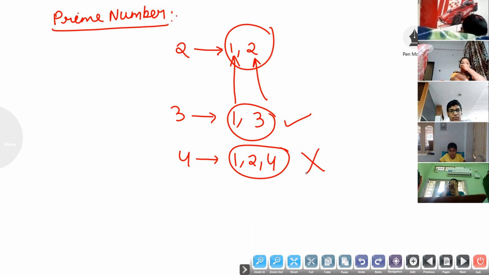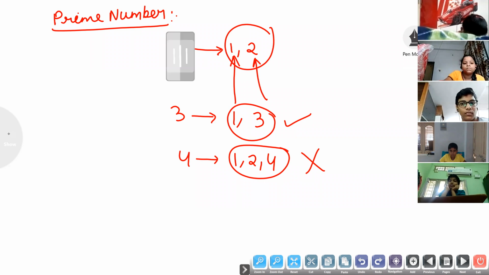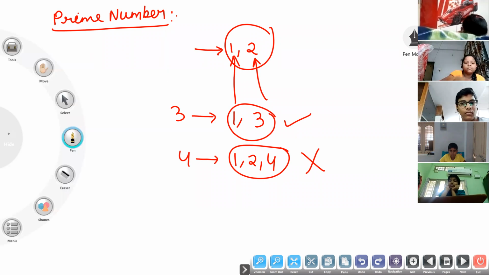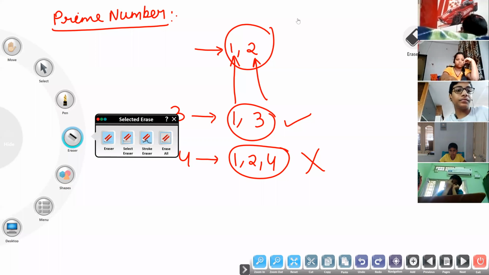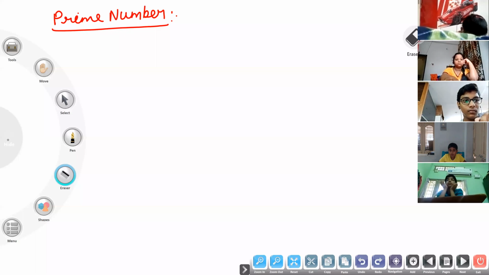What is the meaning of prime number? Prime numbers are those numbers which have exactly two factors, that is 1 and itself. Then what is the meaning of 1? 1 is neither a prime number nor a composite number. Why is 1 neither a prime number nor a composite number? Listen carefully.